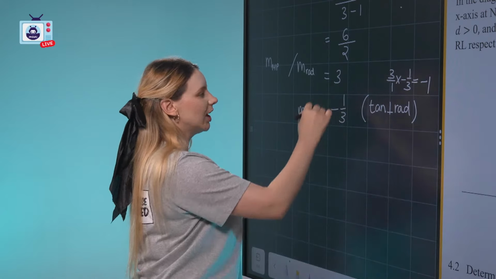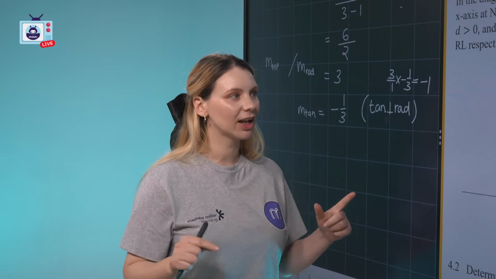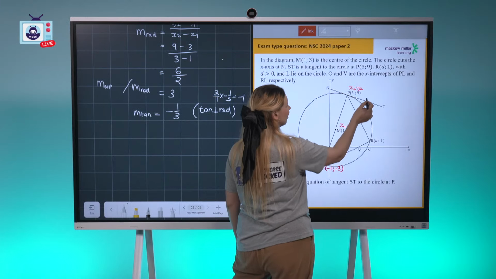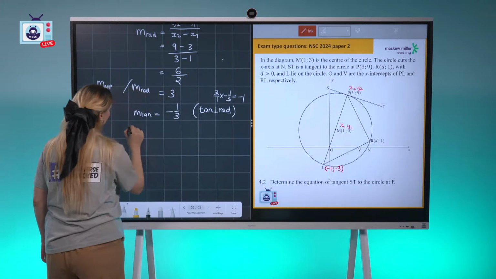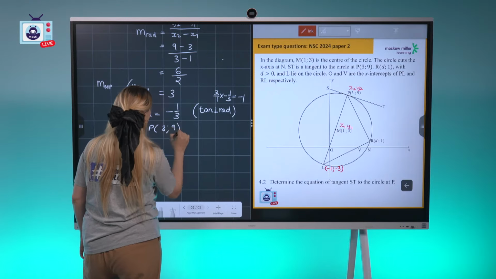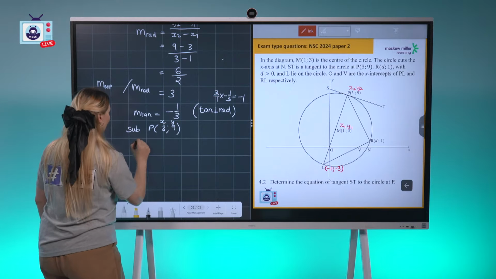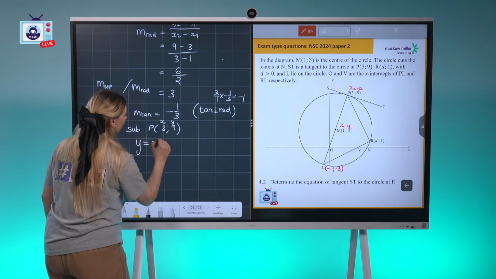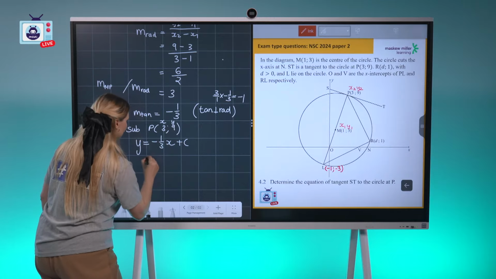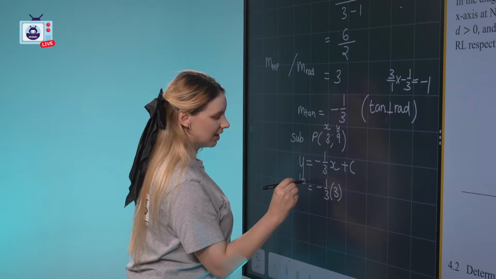Okay, now that we have the gradient of our tangent, remember, in order to find c, we need to sub in a point on that line, like we did earlier on. And I can see we only have one point on this line ST, which is point P, so I'm going to sub point P into the equation with the gradient negative a third. 3 and 9, so that's my x and that's my y. I'm going to sub it into the formula y equals negative a third x plus c. So in x's place negative 1 over 3 times 3, and in y's place 9.